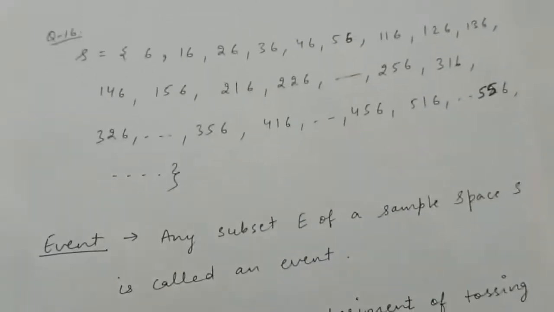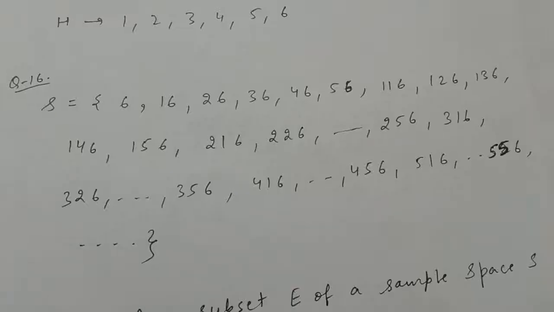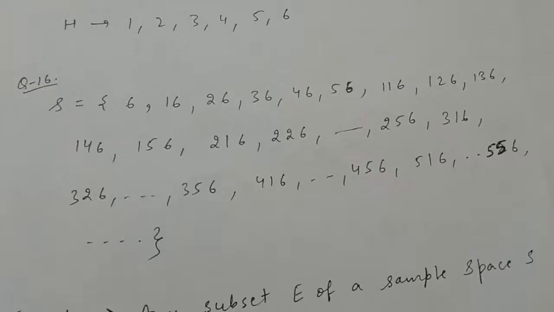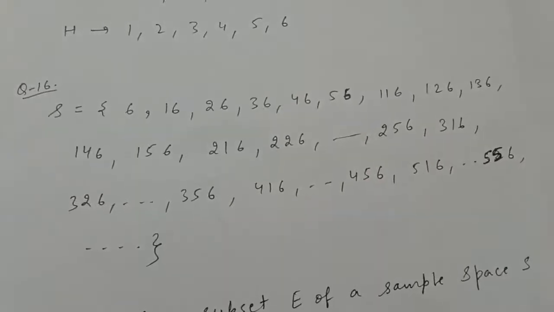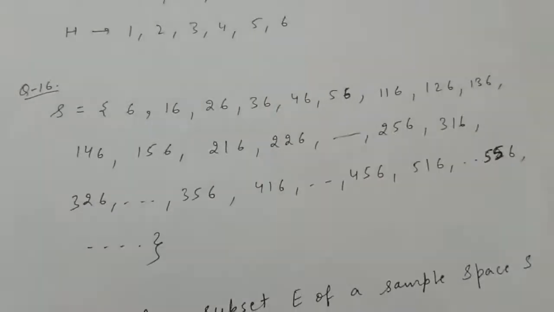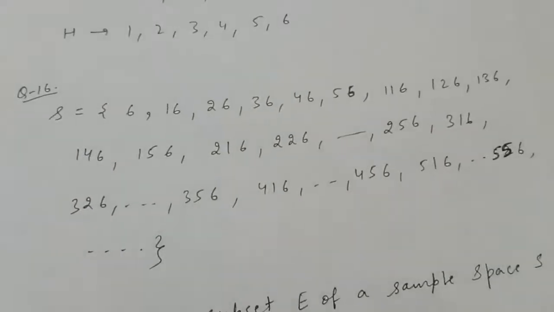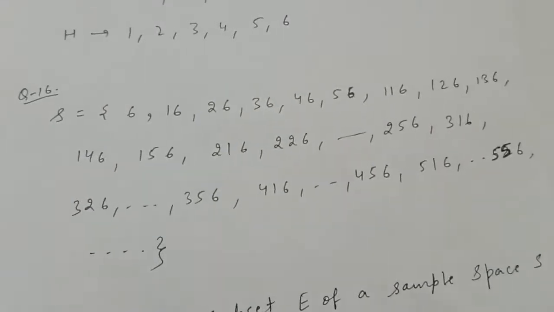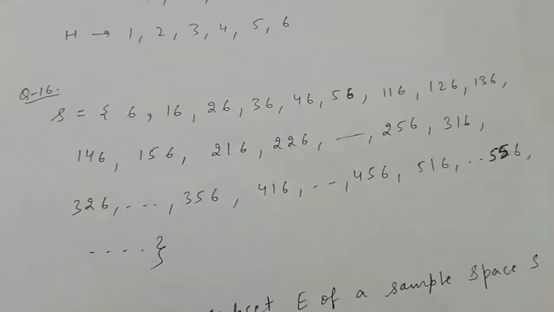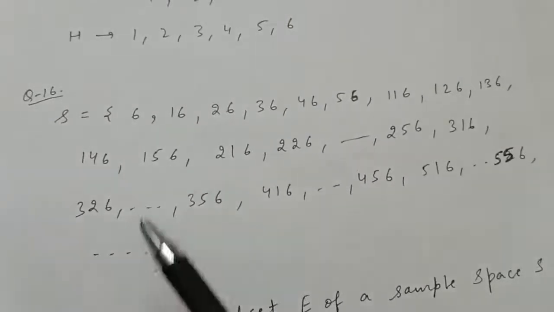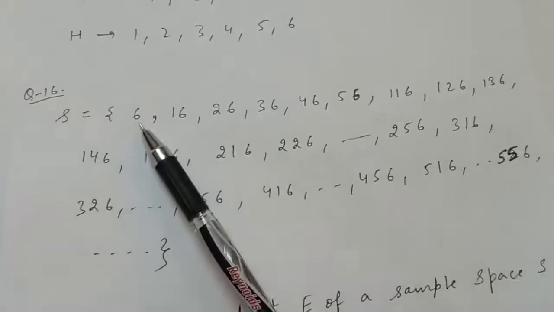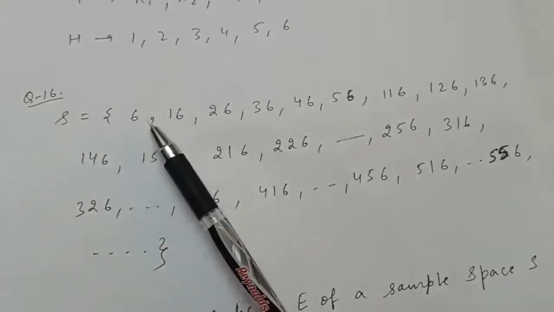Now the next question is: a die is thrown repeatedly until a 6 comes up. That is, we have to roll a die until 6 comes, right? So we have to write down the sample space for this experiment. So let us assume that 6 comes at the first roll only. So the outcome will be 6, right? We will stop the experiment.